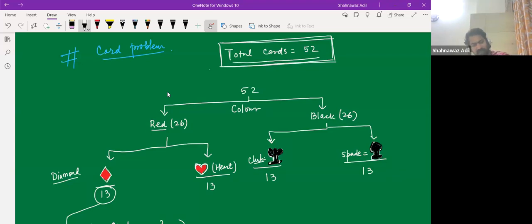So, how many face cards would be there, guys? 3. Face cards total. In this 13, I have 3. In this, 12. Yes, 12 face cards. Good. And similarly, those kinds of questions would be, how many aces are there? 4. So, ace is 4. Good. So, these are the kinds of questions that we may ask. But if we know this tree diagram, then all the questions would be easy.